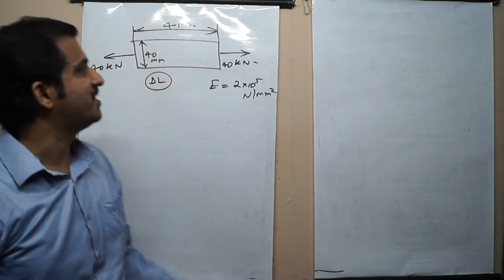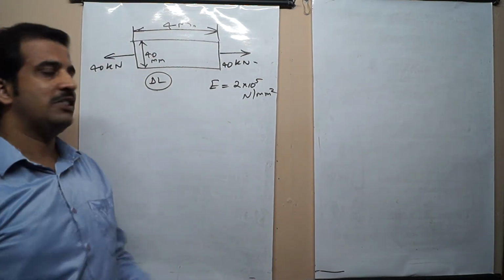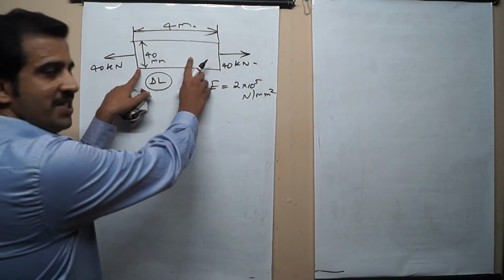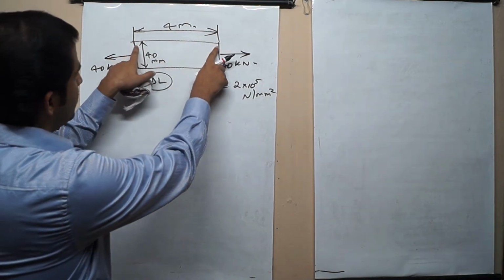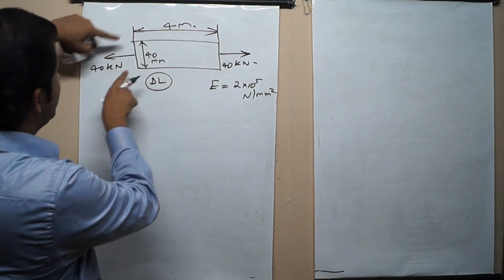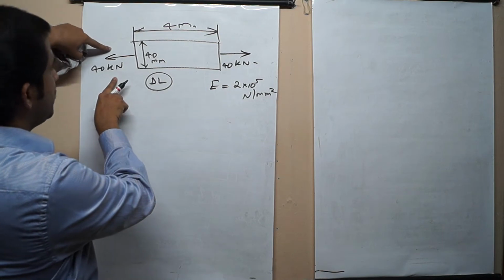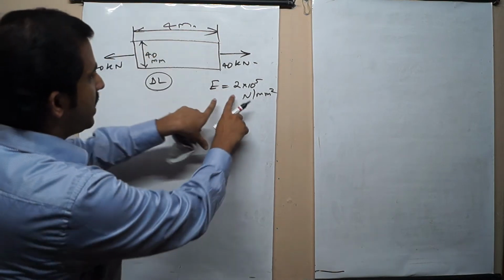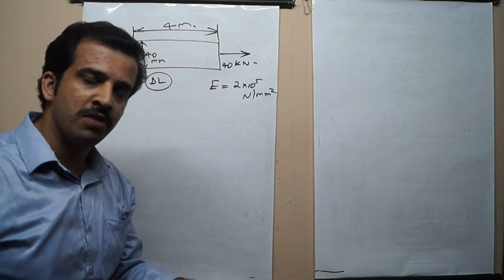In this section we will see some advanced problems from axial loading. Here we have a steel bar. Its length is 4 meter, diameter is 40 mm, the tensile load acting on it is 40 kilonewton, and the elastic modulus is 2 into 10 raised to 5 Newton per mm square.